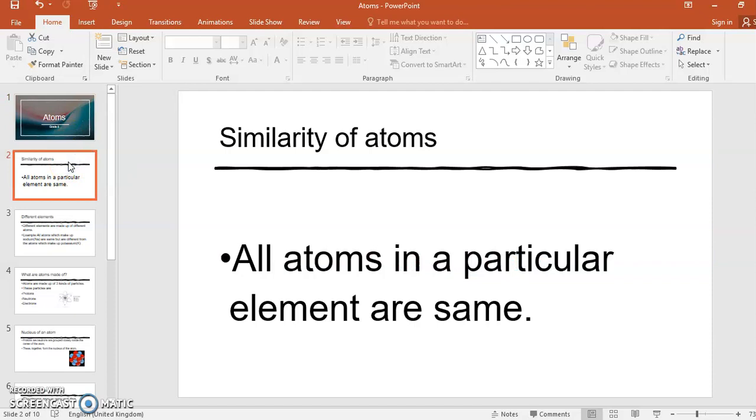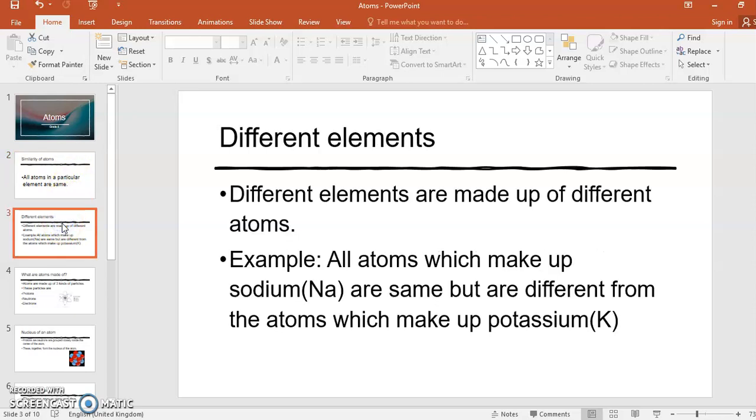Similarity of atoms. All atoms in a particular element are same. This you have learned before also. Different elements are made up of different atoms. For example, all atoms which make up sodium, Na, are same, but are different from the atoms which make up potassium, K. So, the atoms of sodium will be different from the atoms of potassium.